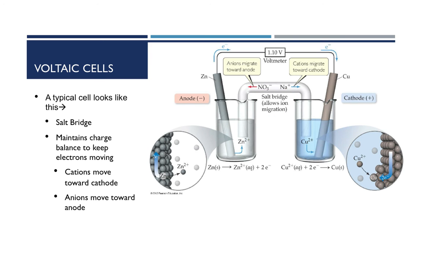As a result, cations, or positive ions, migrate toward the cathode, and anions migrate toward the anode. Those are the basic mechanics of how a voltaic cell or a battery works.